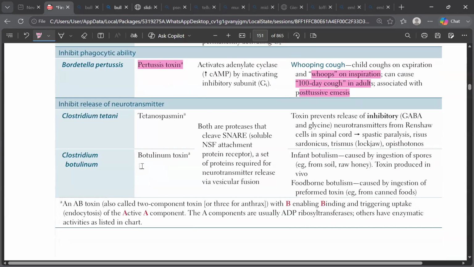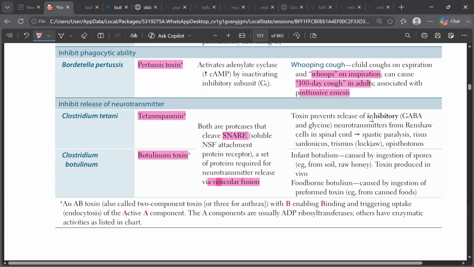Then we have the bacteria that inhibit the release of neurotransmitter. Clostridium tetani causes the secretion of tetanospasmin, and Clostridium botulinum causes the secretion of botulinum toxin, obviously. Both are proteases that cleave SNARE, soluble NSF attachment protein receptor, a set of proteins required for neurotransmitter release via vesicular fusion. So yes, SNARE protein is an important protein that is required for neurotransmitter release, and tetanospasmin and botulinum toxin are both going to cleave the SNARE.